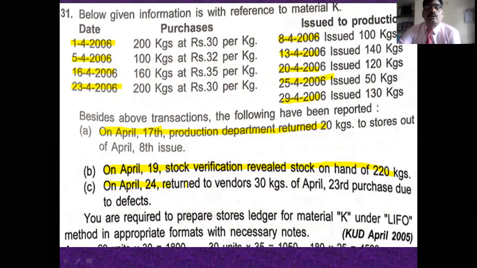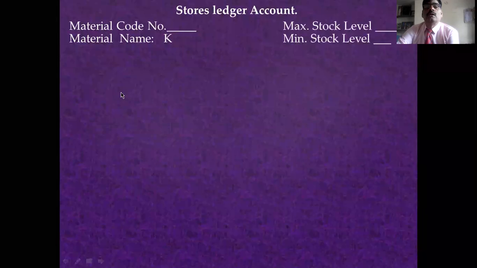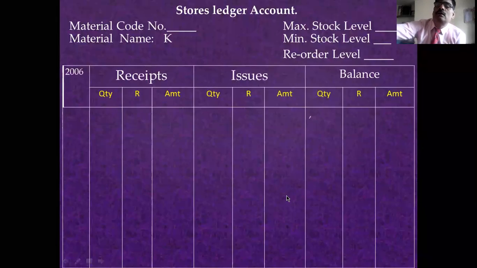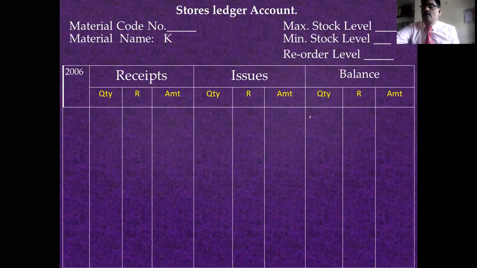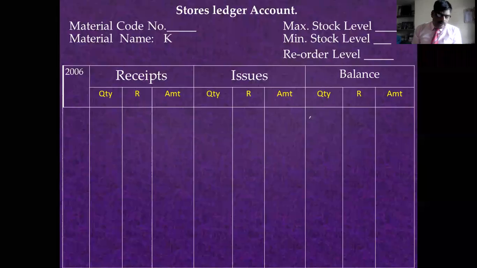Then 24th, return to vendor is there. This is an issue, issue according to the given instruction or according to your method. These are the points you consider and start the solution. This is the stores ledger. Name of the material is K. Write the heading. Now, this is the form of the receipt and issues.